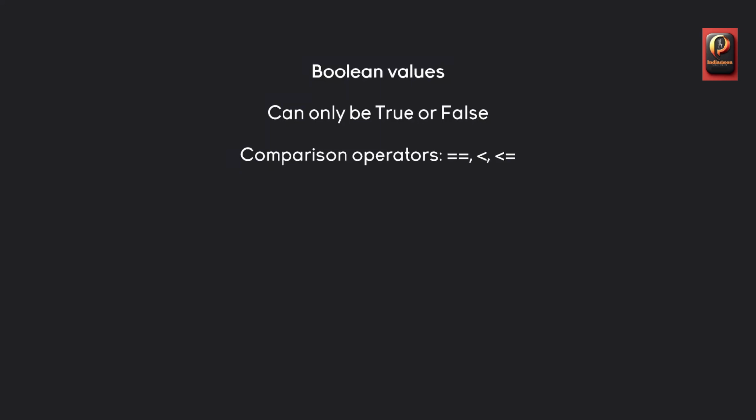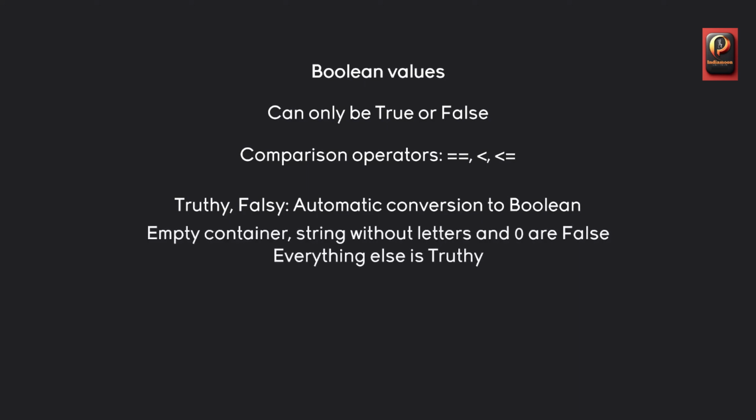Now, before we go to an exercise, there's one more really important concept that I want to cover. So far, we only used the basic comparison operators. But in Python, you have another concept, which is called truthy or falsy, which are the result of an automatic conversion of any data type to a boolean. So what does that mean? Well, basically in Python, every empty container, every string without a letter, and every zero is going to evaluate to false. Everything else is going to be truthy.